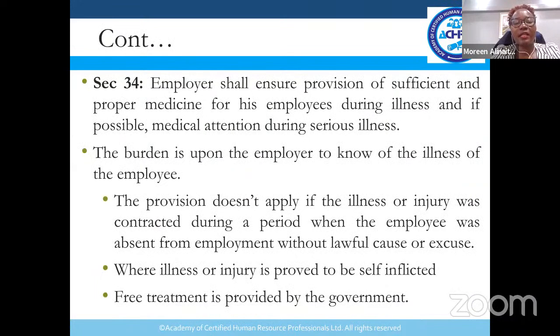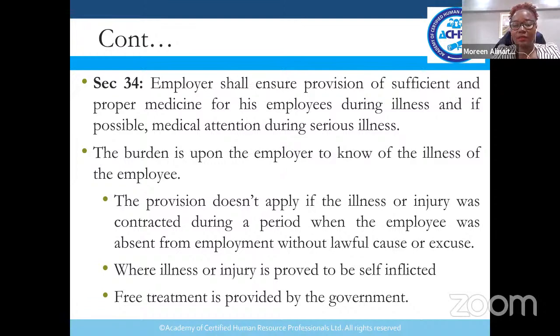Section 34 provides that employers shall ensure provision of sufficient and proper medicine for his employee during illness, and if possible, medical attention during serious illness. What does this mean? For example, most workplaces actually have a nurse on the premises or a doctor to attend in cases of emergency. Now, the employer is expected to provide sufficient and proper medication. Okay? Section 34 continues to say the burden is upon the employer to know of the illness of the employee.